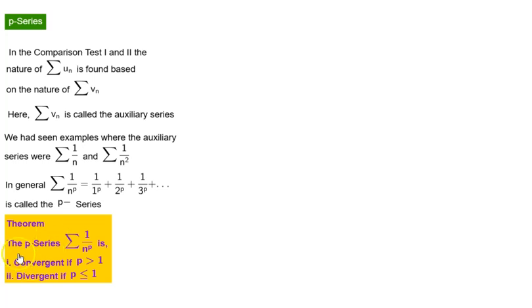Okay, so the theorem says the P series 1 by n to the power of P is convergent if P is greater than 1, and divergent if P is less than or equal to 1. So let's take it again case by case. Let's say P is greater than 1. That was the first case.